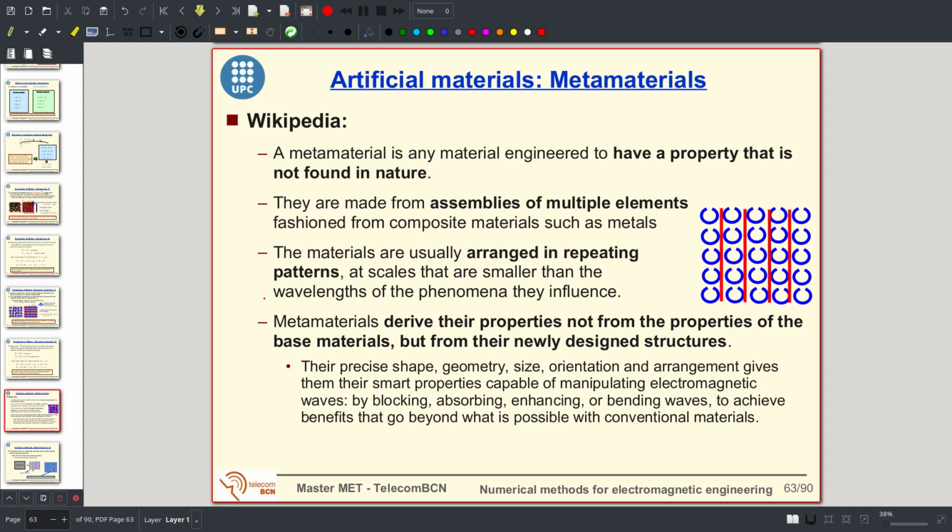I must say something about materials not existing in nature, but materials that are artificially created. In fact, I have just cut and pasted the starting paragraph in the Wikipedia entry about metamaterials, and it says that a metamaterial is any material engineered to have a property that is not found in nature. So this is very important, that we can achieve properties not found in nature.